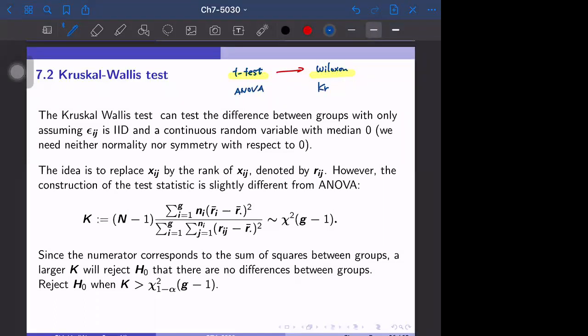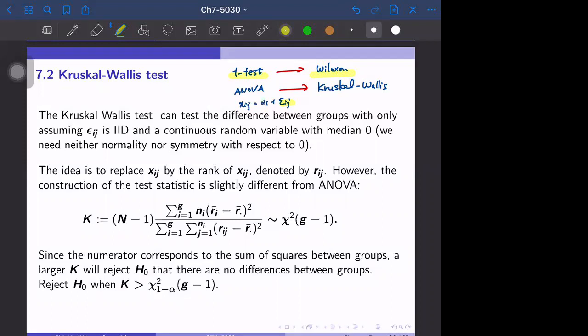ANOVA assumes that x_ij is alpha_i plus epsilon_ij, and epsilon_ij is normal. But the Kruskal-Wallis test does not assume any distributional assumption. Actually, we have some small assumptions, but very weak ones. So we discuss this Kruskal-Wallis test in this video.